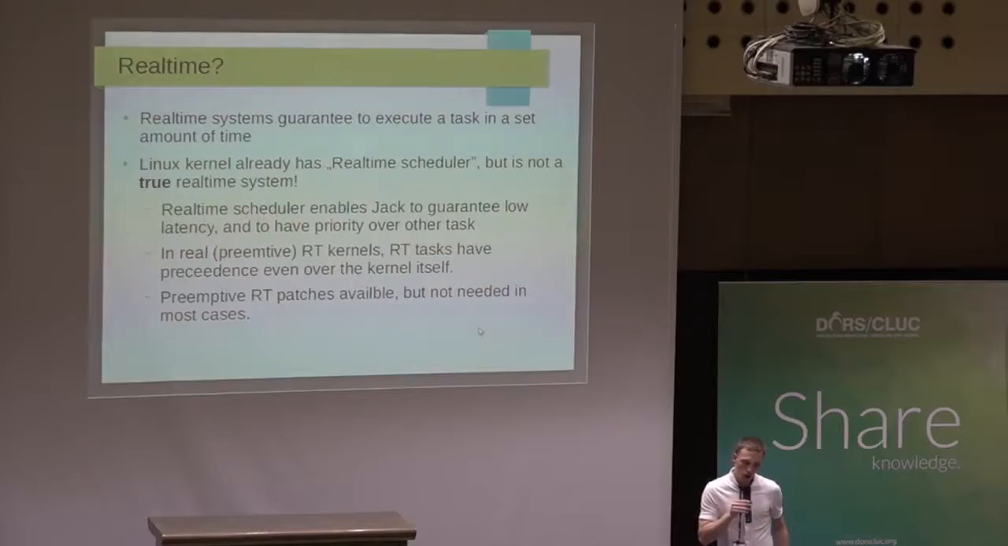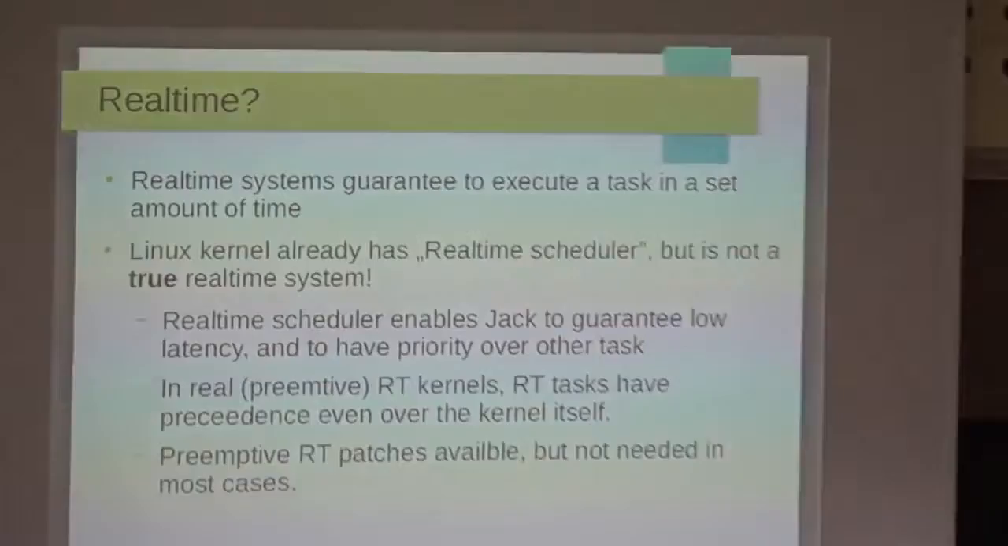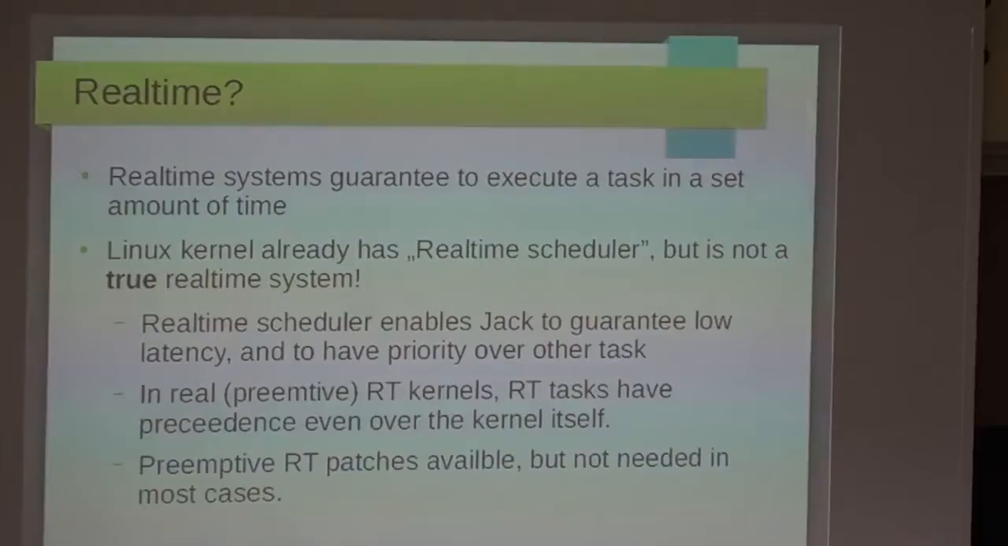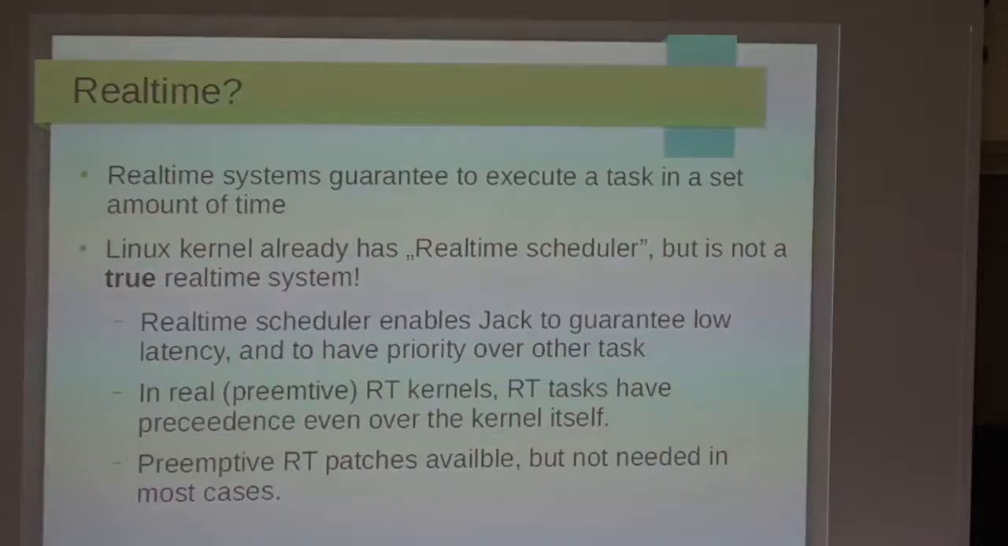So what does real-time mean in this context? Well, Jack is a real-time application, but it doesn't actually require a true real-time system to be running. It only requires a real-time scheduler, and the stock Linux kernel has had that option since forever. So if you have good hardware that doesn't have interrupt requests set up really weirdly, you'll be just fine running the stock kernel. But if you want to go pro and have your own studio, you should probably compile your kernel with preemptive RT patches if you want lower than 5 milliseconds latencies.